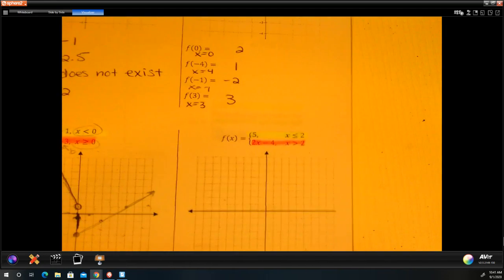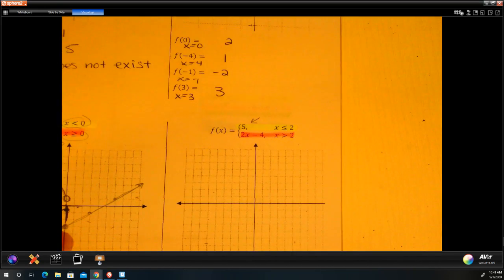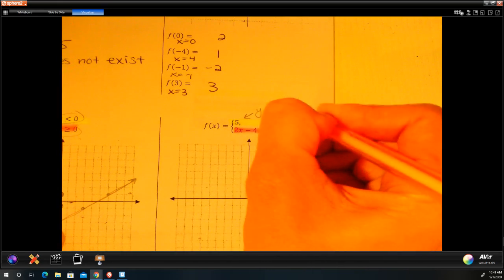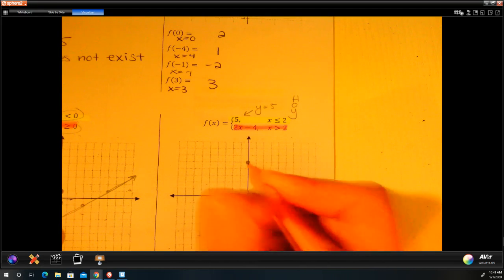Okay, let's try one more. So this does not have an x. So remember, this is essentially saying y equals 5. That's when there's a y. So I'm going to go up to where y is 1, 2, 3, 4, 5. And I'm going to draw a horizontal line here.